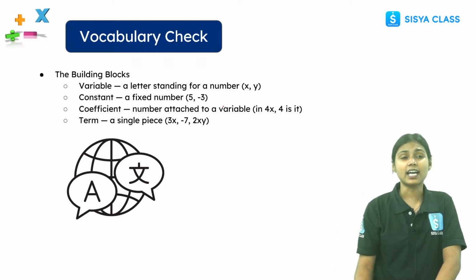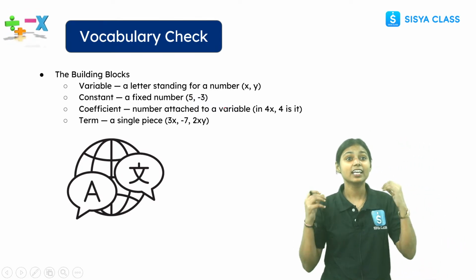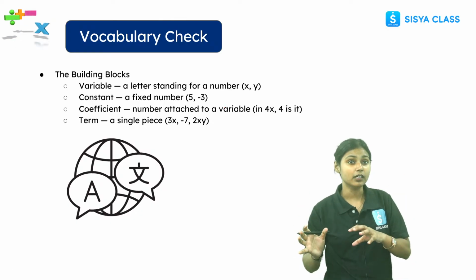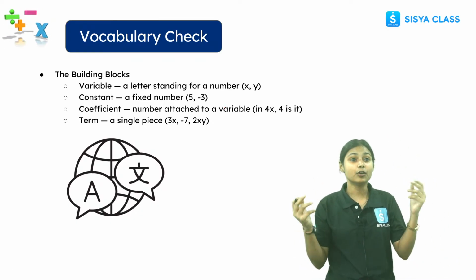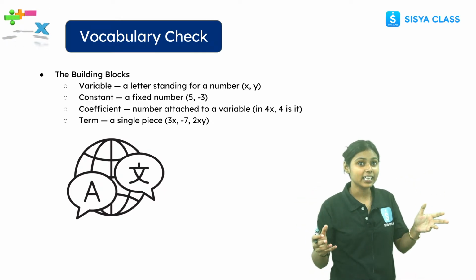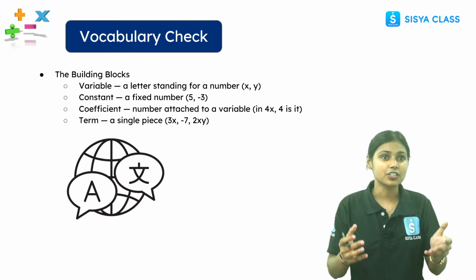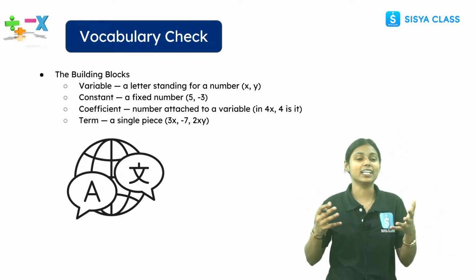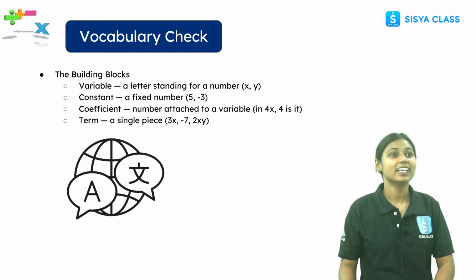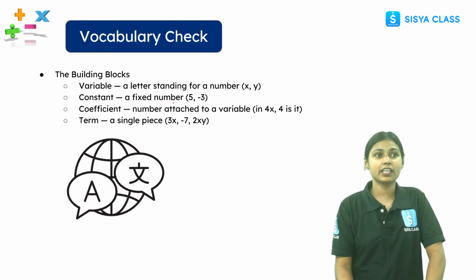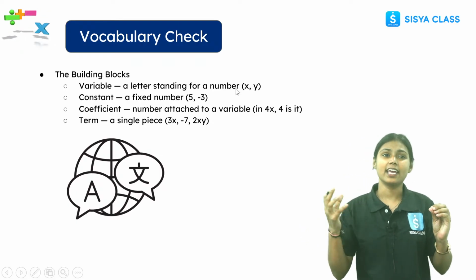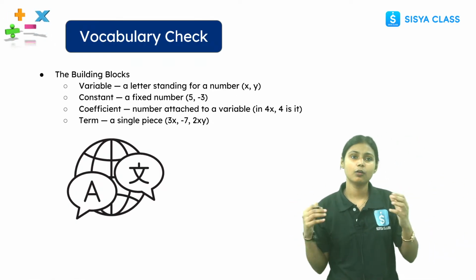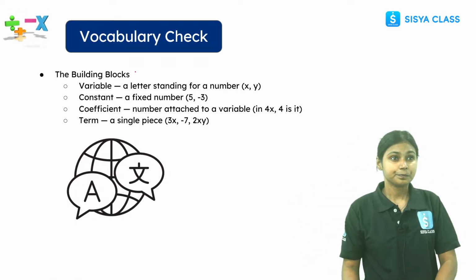A letter standing for a number is just that: it is a number, but its value is not fixed. We don't know the value. So in that case, we are just putting x or y at that place. Got it? So what is a variable? A letter standing for a number, so that is x, y, z, a, b, c, whatever you think of.